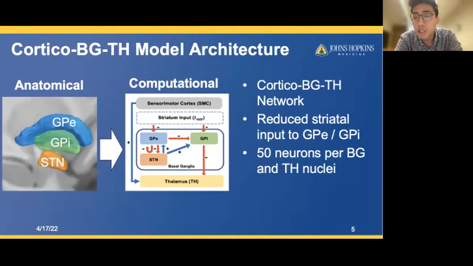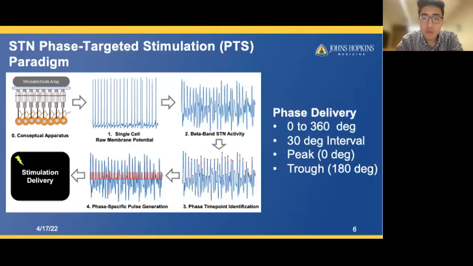To simulate this PD condition, we reduced the striatal input to the GPe and GPi, just like what would occur in the actual disease state in Parkinson's. Here we then reinitialized this model such that there are about 50 neurons for each of the GPe, GPi, and STN nuclei, and recorded their membrane potential. And so we then attempted to implement our PTS paradigm.